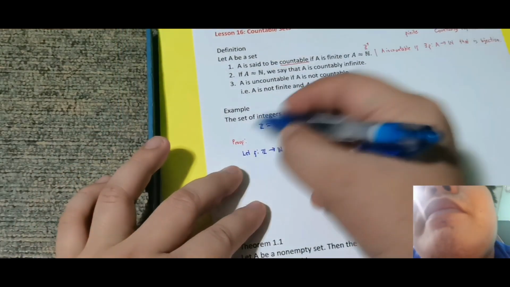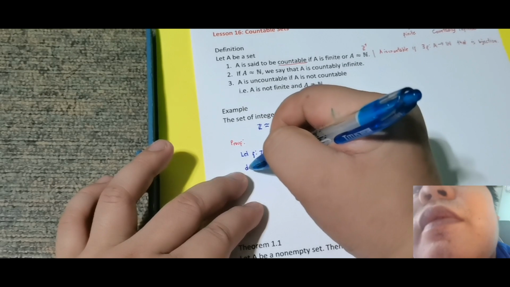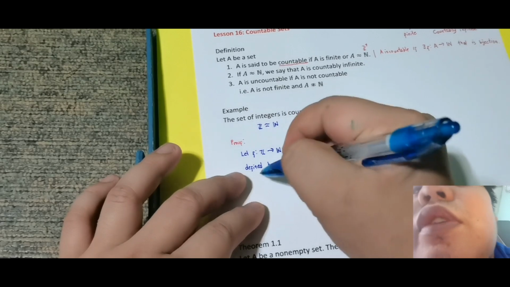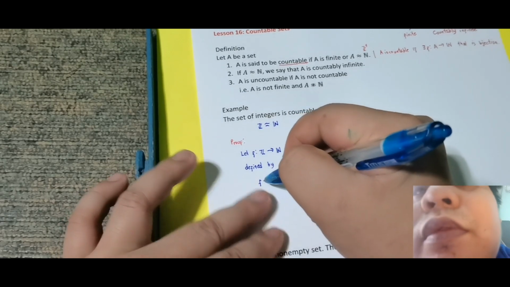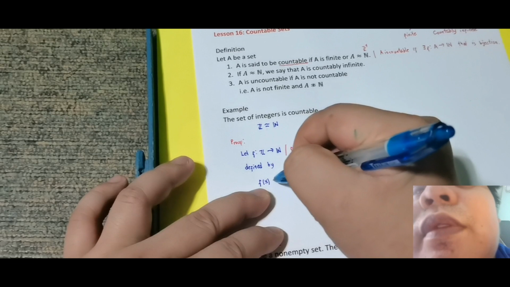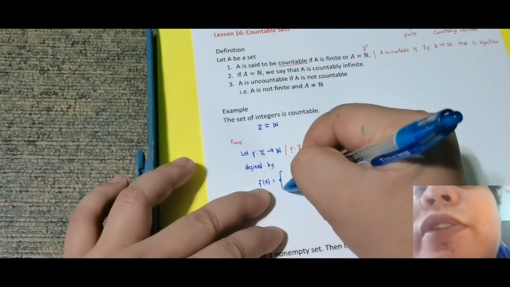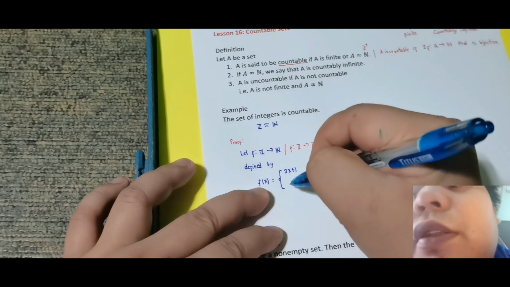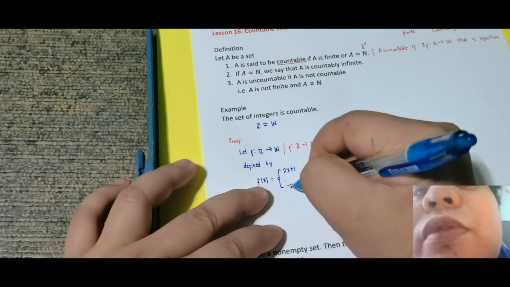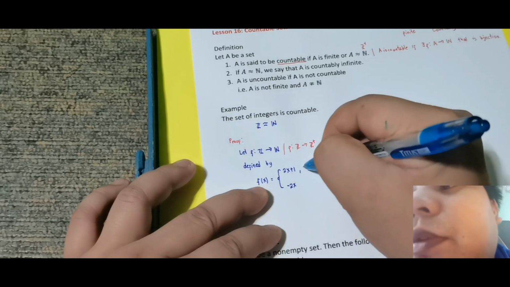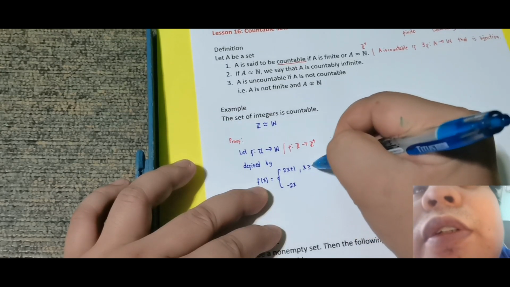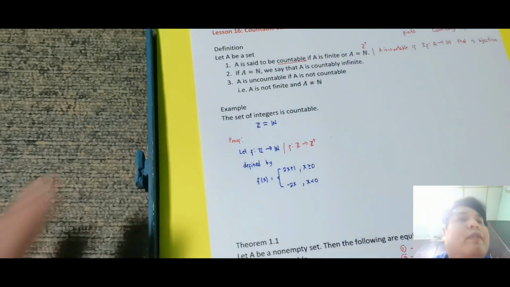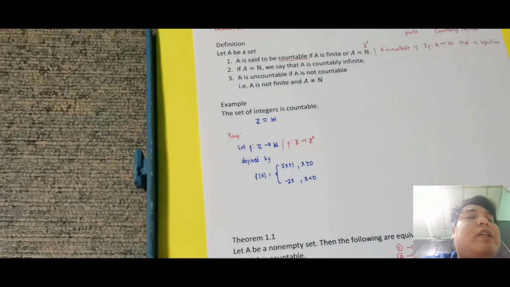Let f be a function mapping from Z to N, defined by ito. So ito yung nakuha ko: f of x is equal to the piecewise function of 2x plus 1 whenever x is greater than or equal to 0, and negative 2x whenever x is less than 0.